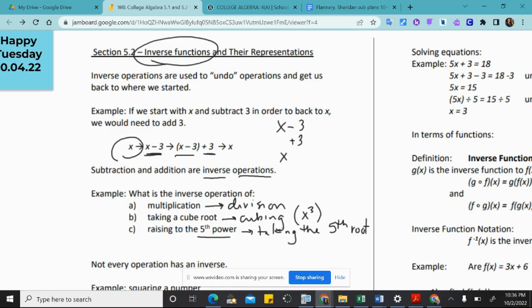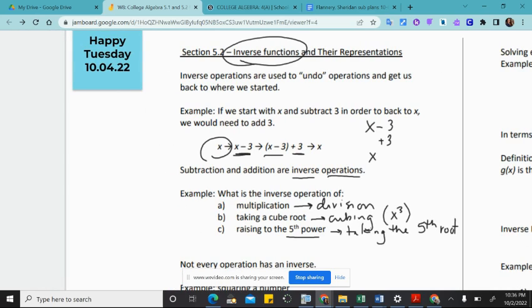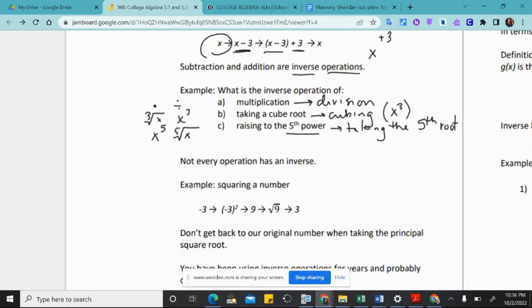And just so we're speaking the same language here, the opposite of multiplying is dividing, right? The opposite of a cube root is cubing something. The opposite of taking something to the fifth power is the fifth root of something, right? If I stick x in there just to have something in there, okay?